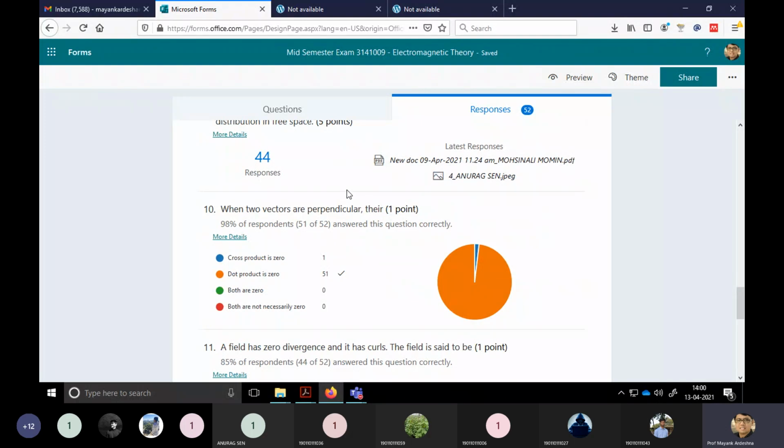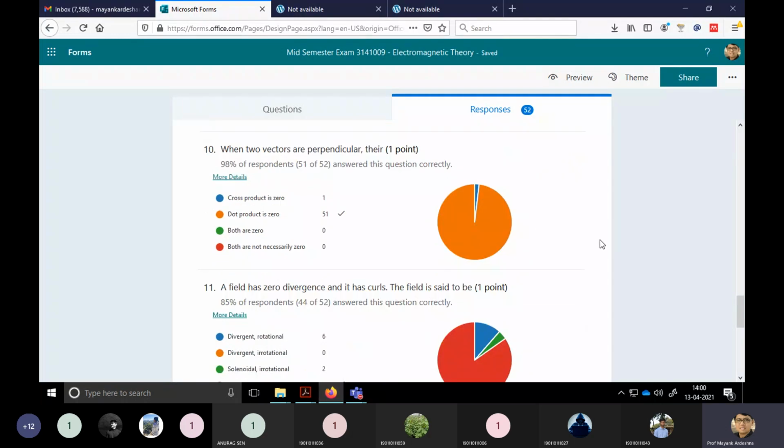Question 10: when two vectors are perpendicular, the dot product is 0. Whenever you find the cross product, the result is not located in the same plane; it is always perpendicular to them. So the right answer is that the dot product is 0.